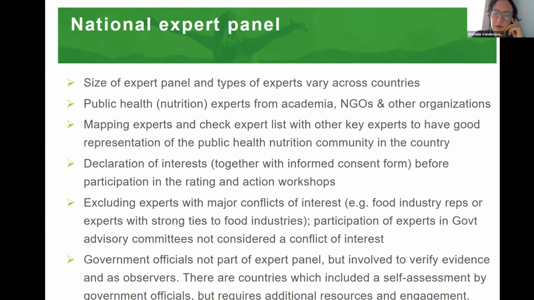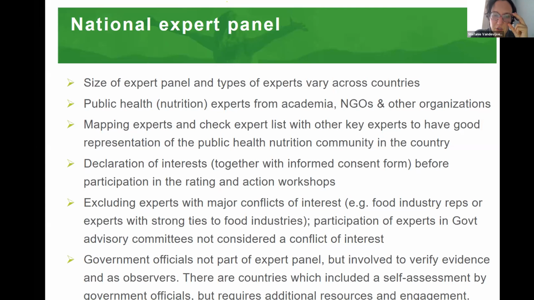But there is a form for that and some criteria, and it can be discussed as well at the country level to see which experts you really want to have excluded from this evaluation. Government officials are generally not part of the expert panel. They are involved in verifying the evidence and also as observers, but we know that a few countries have taken it a step further, which also requires extra resources if you want to do that.